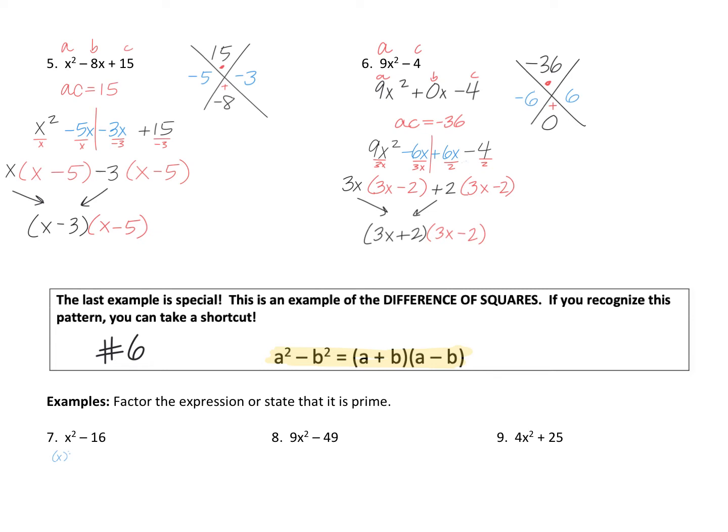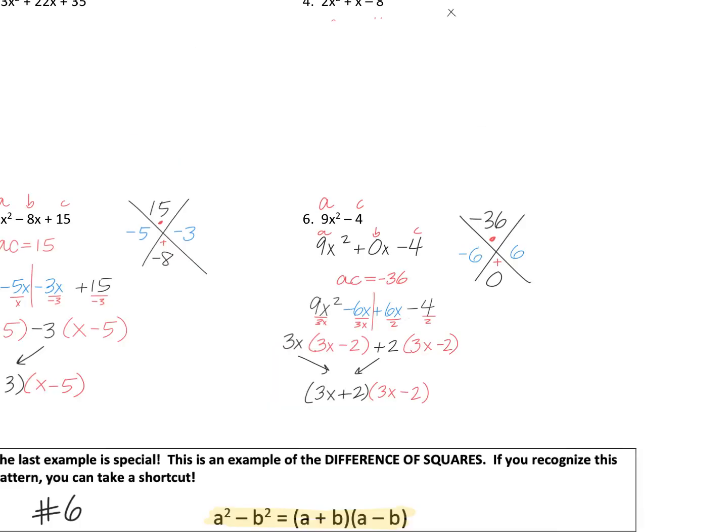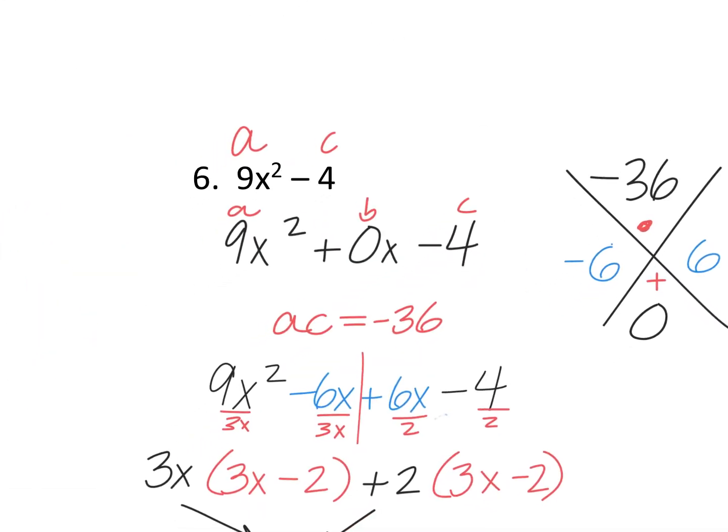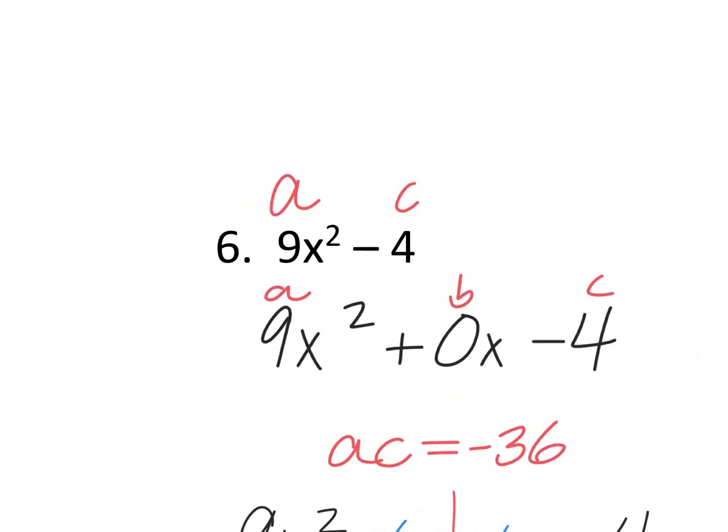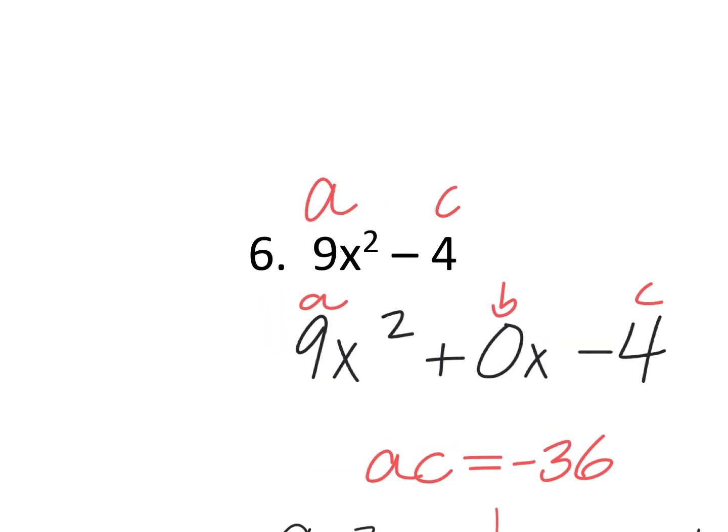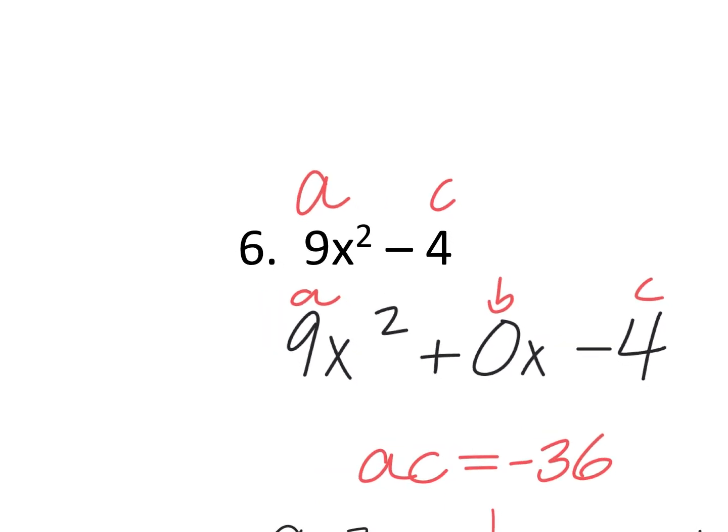Obviously, it's like 3x and 2 on both of them. That's not a coincidence. That happens because it's a difference of perfect squares. So we're going to look back at number 6 here. You don't need to rewrite. We're not going to do the whole problem again. But the reason why it becomes 3x plus 2 and 3x minus 2 is because 9 is a perfect square. What's the square root of 9? 3. And so you can actually write this as 3x squared.